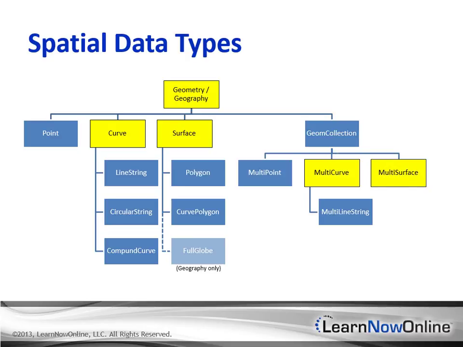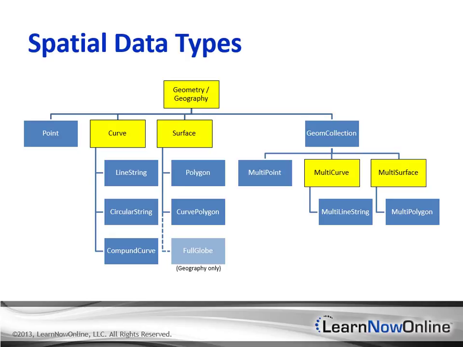And then there's also a multi-surface, which has a multi-polygon object. So you can have multi-polygons. Again, the multipoint, multi-line string, and multi-polygon can only hold objects of those types: point, line string, or polygon. If you need to mix shapes, then you'd use the geometry collection.